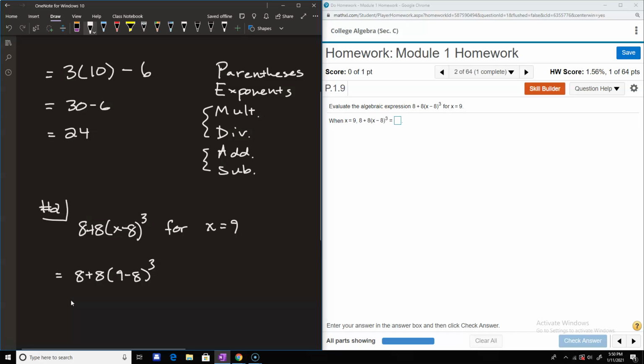So from order of operations, that is the thing we will do first, which is pretty straightforward. 9 minus 8 is 1. Now we will evaluate the exponent. So 1 to the 3rd power is just 1. So we have 8 plus 8 times 1, which is just 8 plus 8, which adds up to 16. So we're all set on number 2.